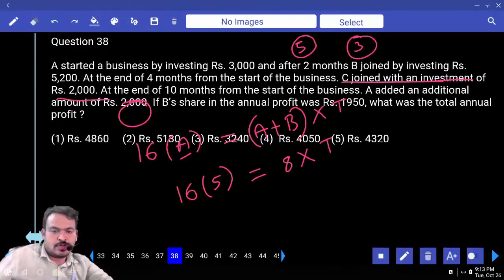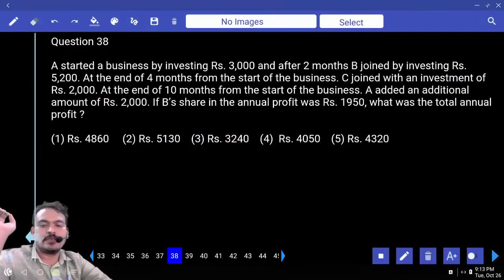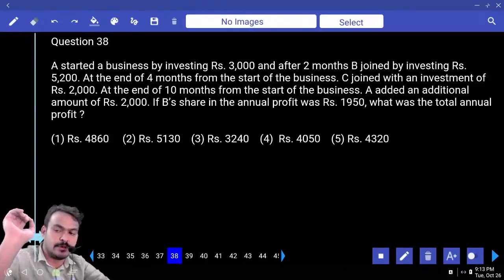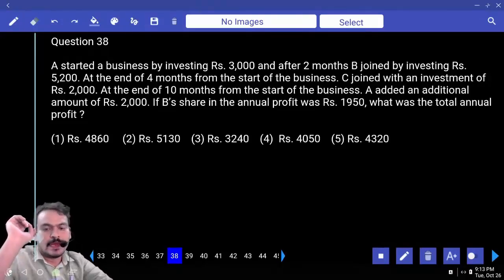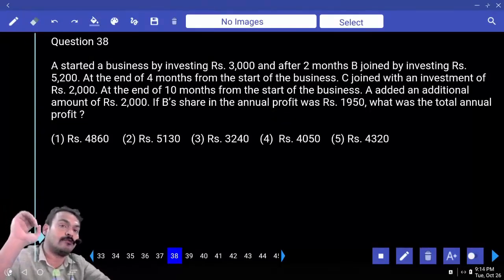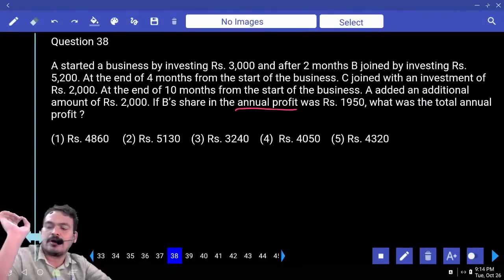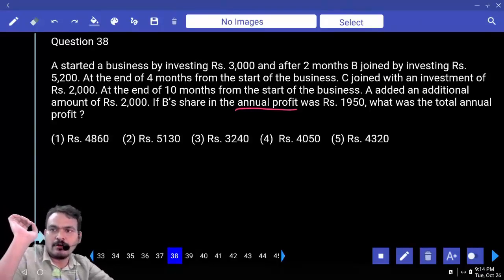Next, question number 38. A started a business by investing 3,000 and after 2 months B joined by investing 5,200. At the end of the 4th month from the start of the business, C joined with an investment of 2,000. At the end of 10 months from the start, A added an additional 2,000. If B's share in the annual profit, the total time period being 1 year, which is 12 months, what was the total annual profit?